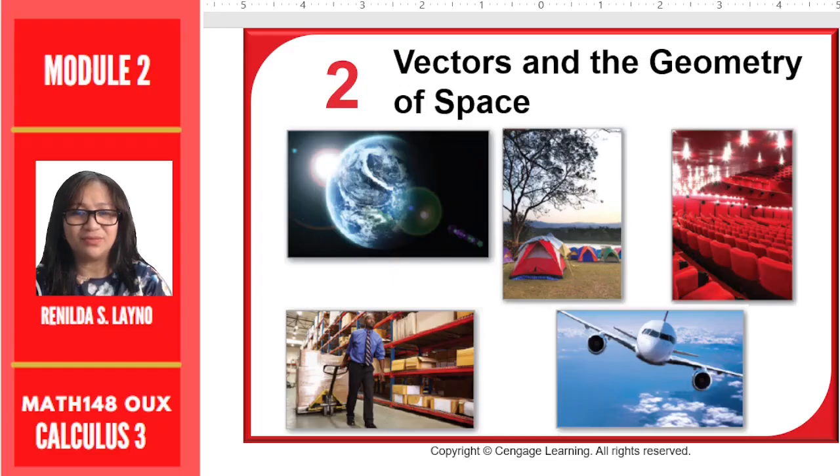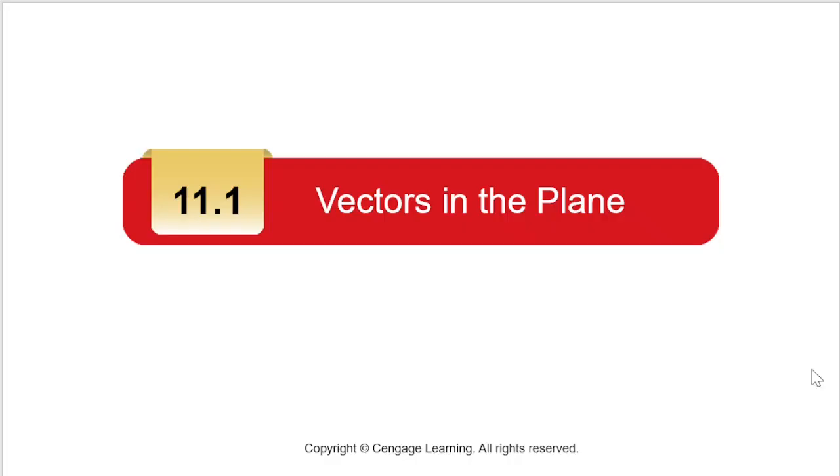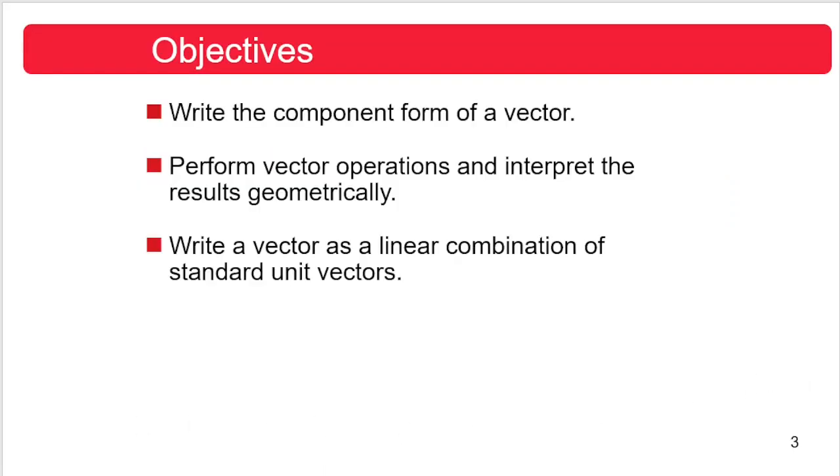Guys, welcome to Module 2 which covers vectors and geometry of space. So in this lesson, I'll talk about the vectors in the plane. And at the end of this lesson, you should be able to, number 1, write the component form of a vector. Second, perform vector operations and interpret the results geometrically. And third, write the vector as a linear combination of standard unit vectors.